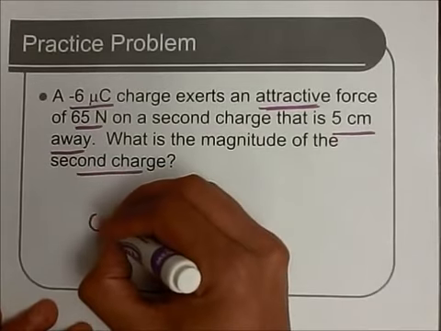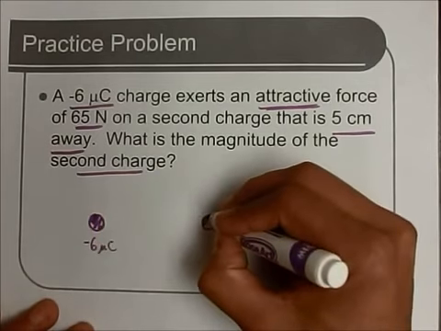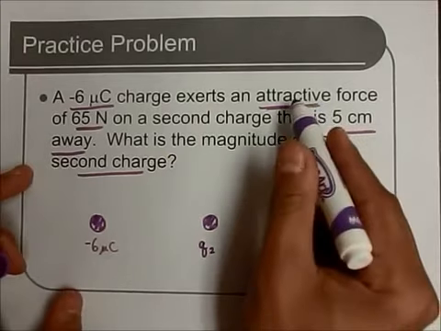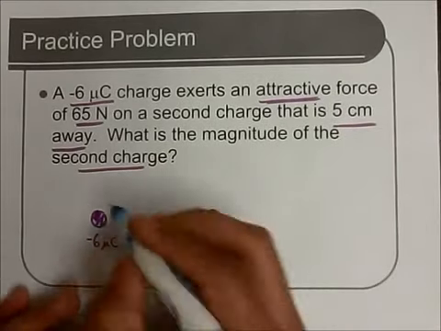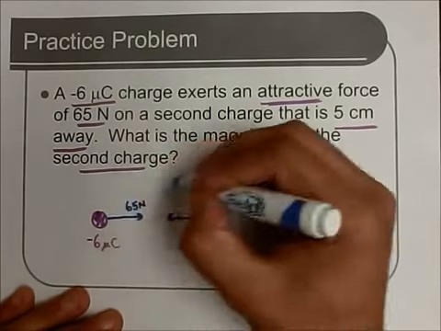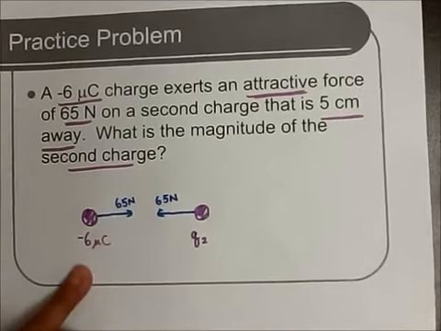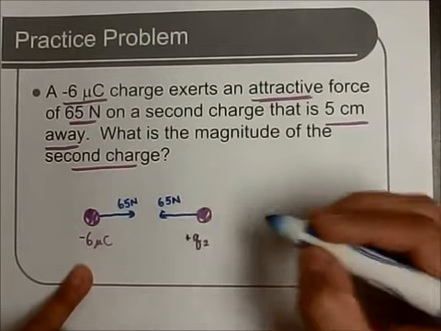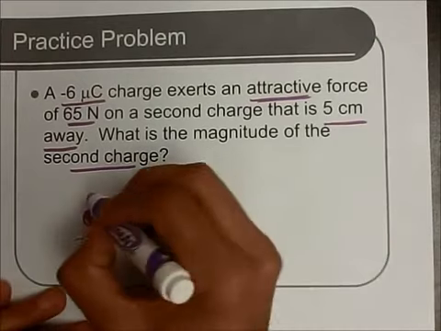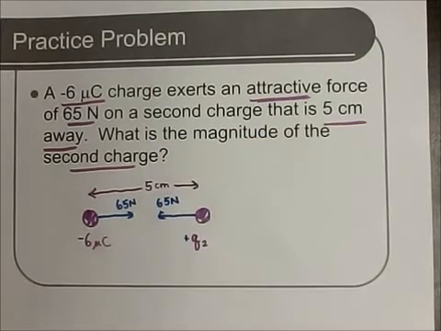So I have a charge that's negative 6 microcoulombs. I have a negative charge. I have another charge that I don't know. I know that it's an attractive force between them, which automatically, right off the bat, means these have to be oppositely charged, or differently charged. So if this one's negative, this one has to be positive. I know that right off the bat. Okay? The distance between these two objects is 5 centimeters, and I want to know how much that second charge is.